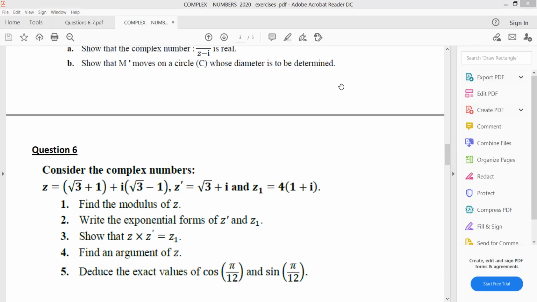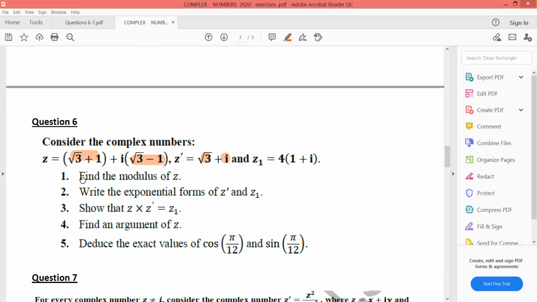Okay, we'll start. So we have the complex number z equals radical 3 plus 1 plus i times radical 3 minus 1, z prime equals radical 3 plus i, and z1 equals 4 times 1 plus i. Find the modulus of z.